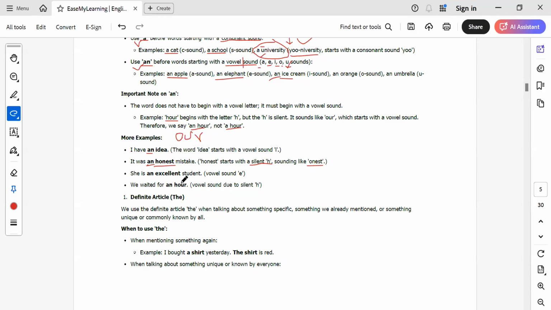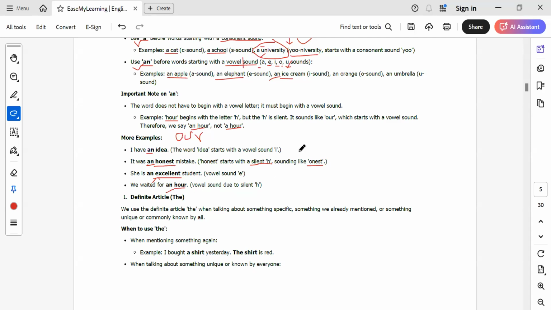So going to the third example, she is an excellent student. So excellent starts with an E and we pronounce the E. We do not remove the E. E is not silent here. So we say she is an excellent student, not she is a excellent student. Again, the word hour we have discussed, H is silent. So it will be we waited for an hour.